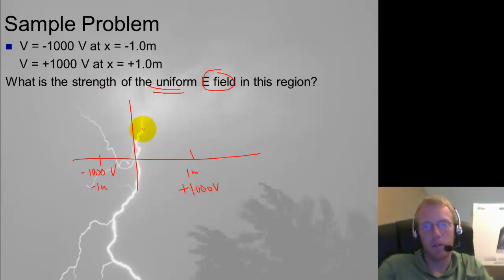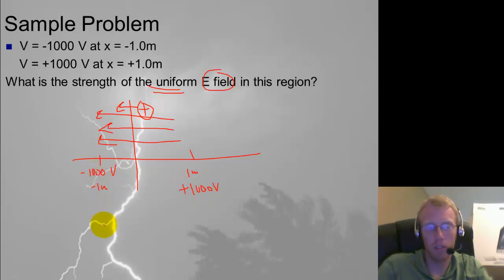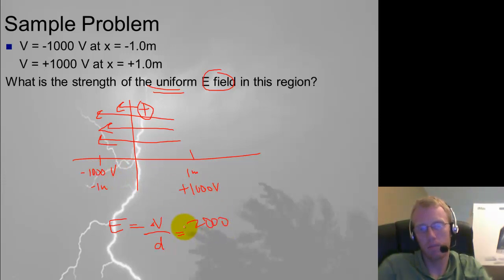So positive towards negative, the electric field is going to point this way, because a positive charge would naturally move from a high voltage towards a low voltage. So the strength of the electric field is delta V over d. Delta V from 1000 to negative 1000 is 2000, divided by, from 1 meter down to negative 1 meter is 2 meters. So that's volts. So you've got 1000 volts per meter as your E field strength.